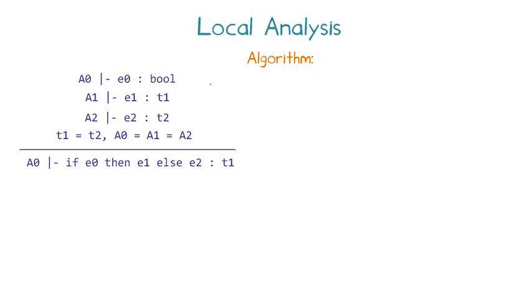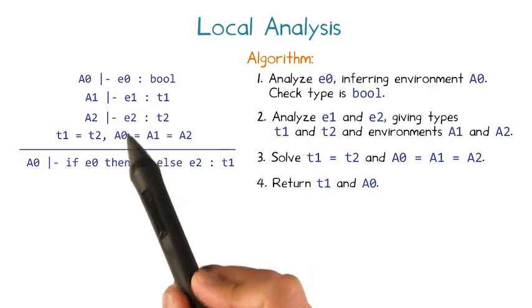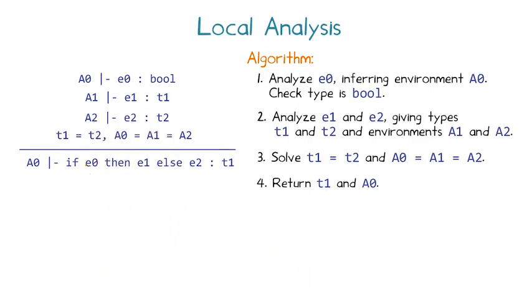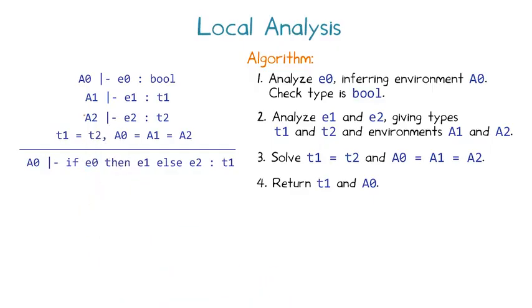In contrast to global analysis, there is local analysis, also called compositional analysis or bottom-up analysis. In this style of analysis, we first analyze sub-expressions, inferring the needed environments from the sub-expressions themselves. Since the separately computed environments might not agree, we constrain them to be equal. This allows us to generate a valid analysis for the entire expression.